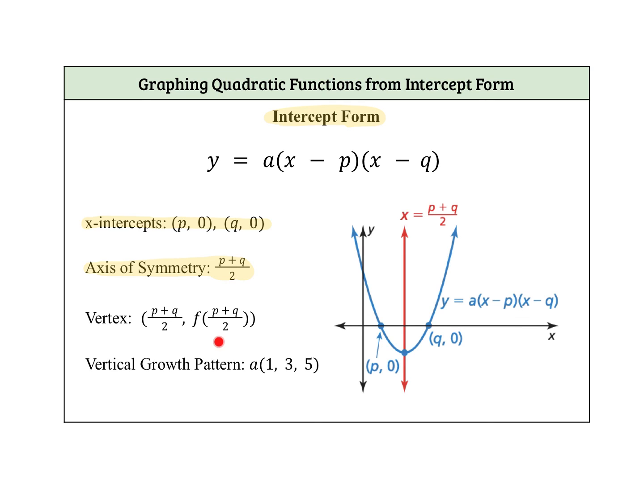So again, your vertex is always going to be exactly halfway between your x-intercepts, but then you do need to plug that value in to find what the y value of the vertex is. This a value out front is the same as all of the other a values. You can use it to help you adjust your vertical growth pattern in the same way that we've done with the previous two forms.